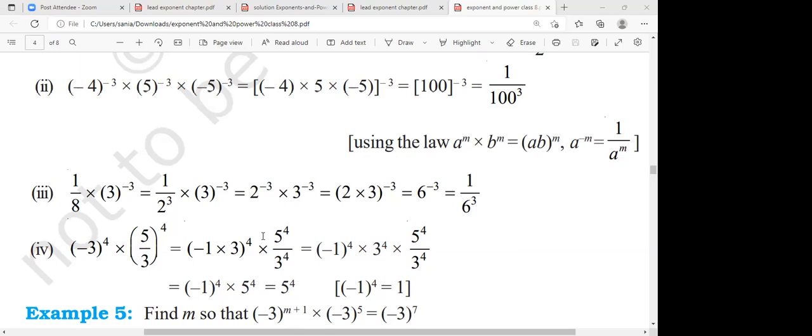There is like an 80% chance that you will be getting this question from this chapter for sure. Not the same, but yes, to find the value of m, n, x, whatever it is.